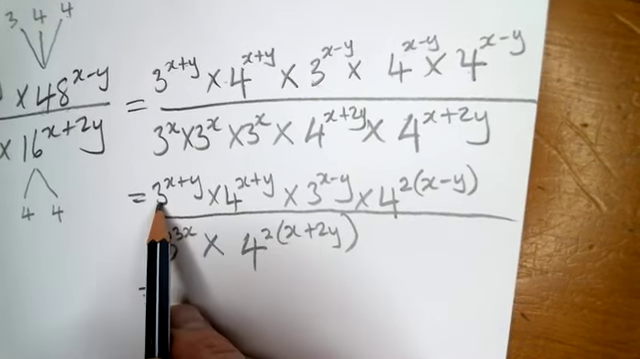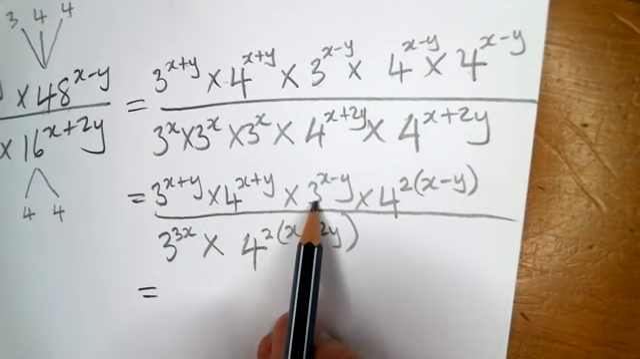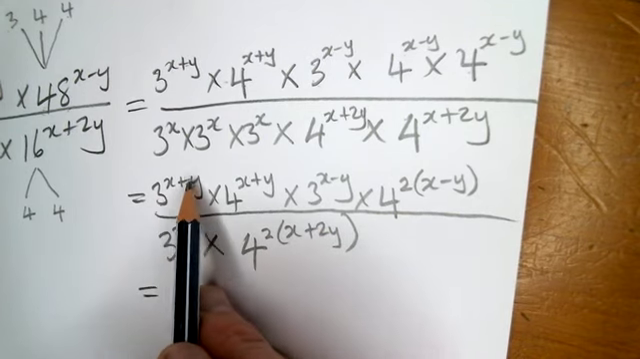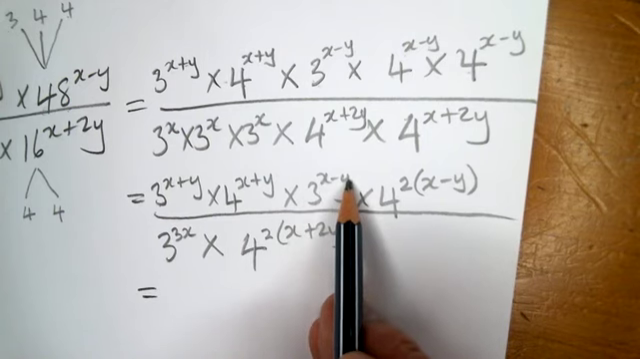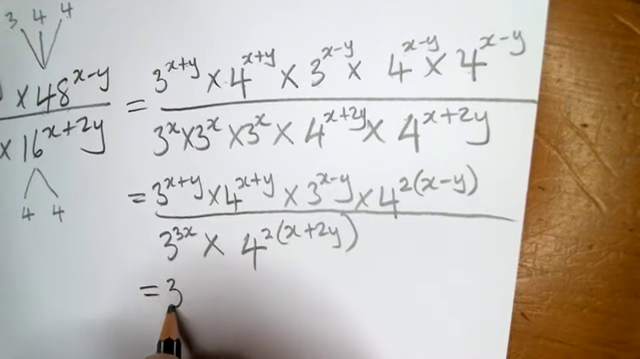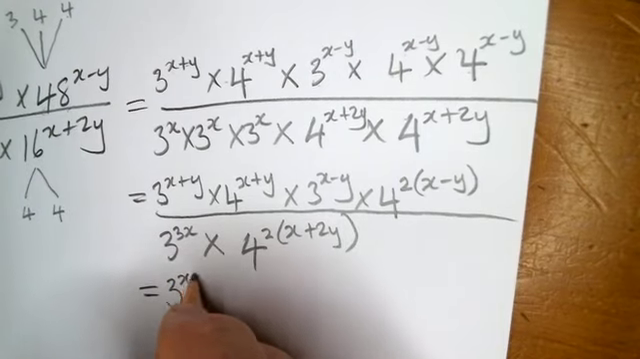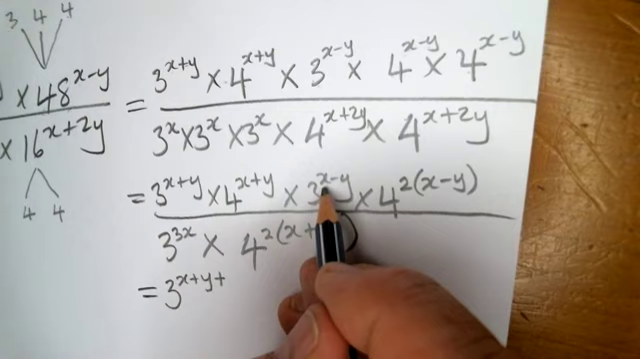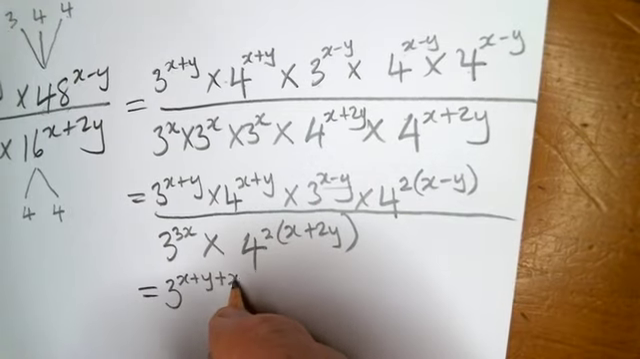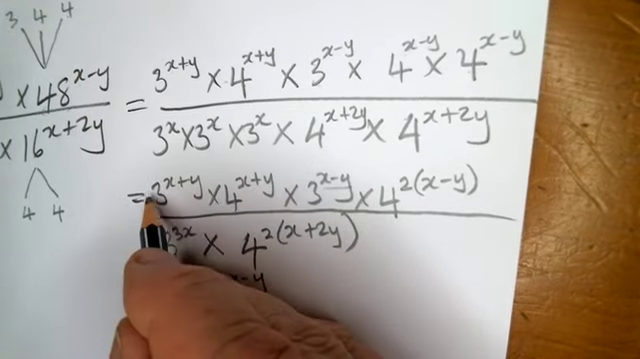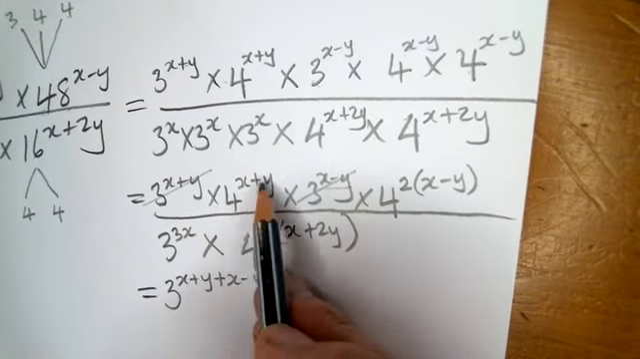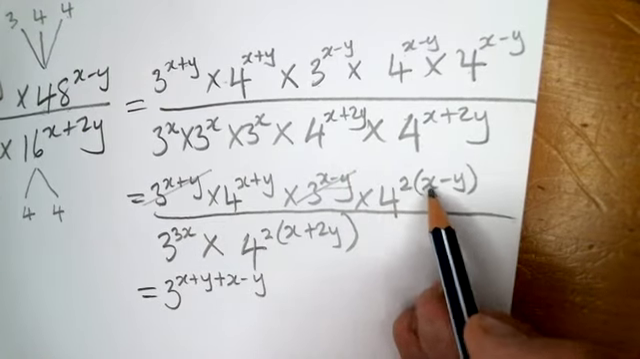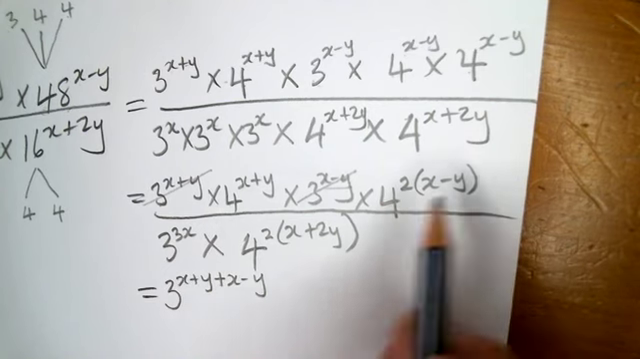Now let's combine all these as best we can. I notice I've got a 3 base here and a 3 base here. So I'm going to have 3 to the power of x plus y times 3 to the power of x minus y, which is the same as saying 3 to the power of x plus y plus x minus y. So now I've got that dealt with. Then I've got 4 to the power of x plus y times 2x plus y. So I'm going to expand that out now.